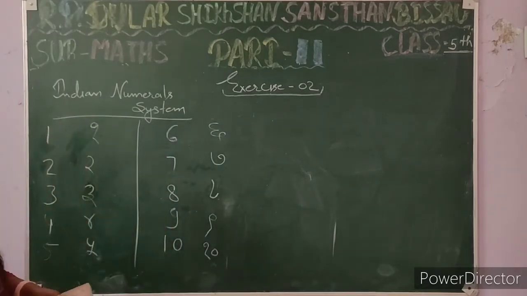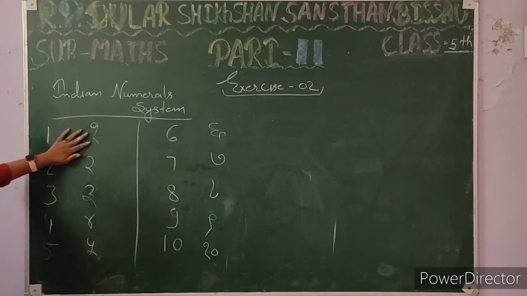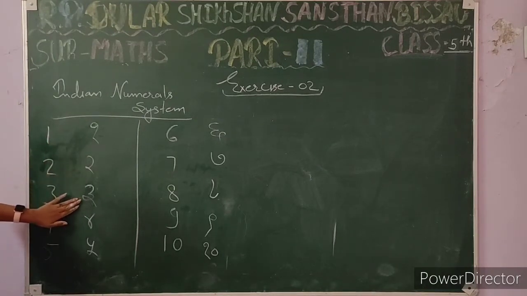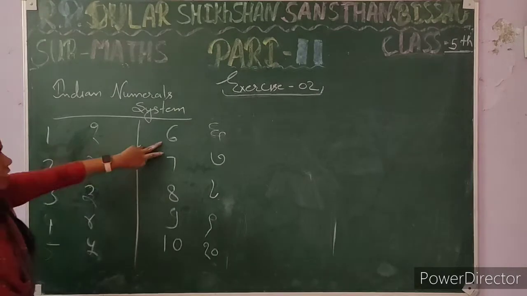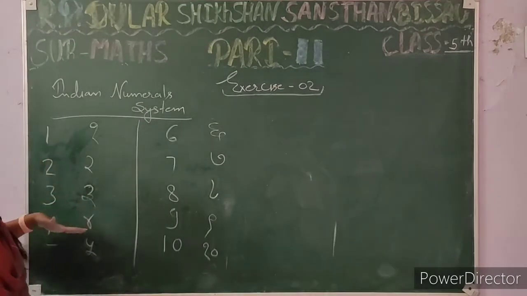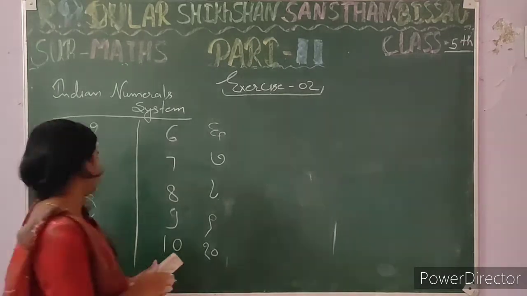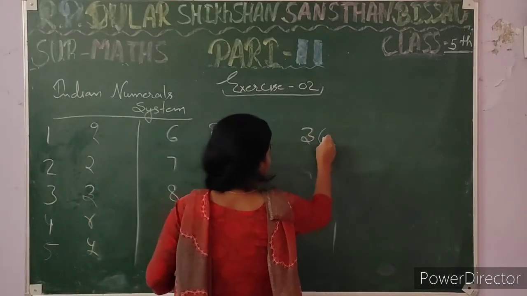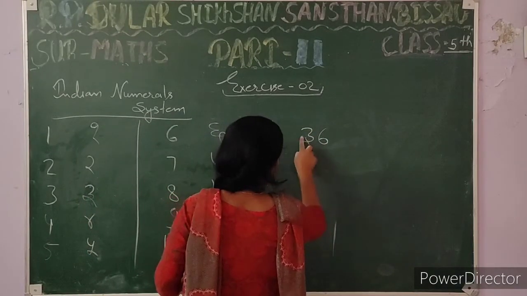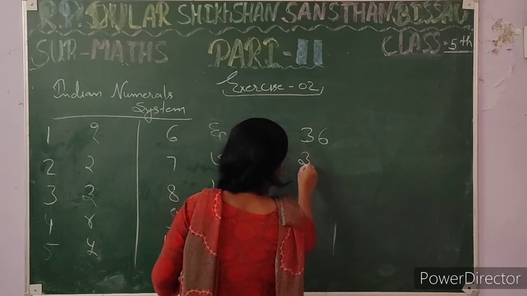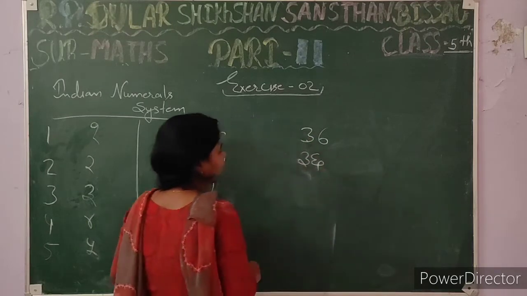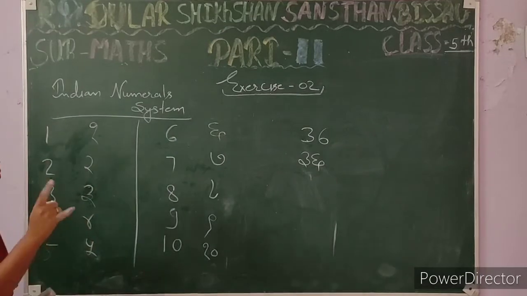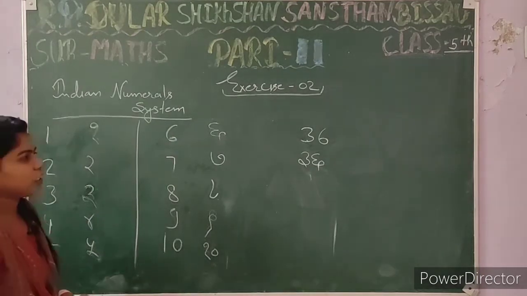Then look carefully. I write 1 to 10 in Indian numbers. First of all, look, 1 2 3. Student, look, 3 and 6 are the same kind, because we use 36 here. Both are opposite to each other.